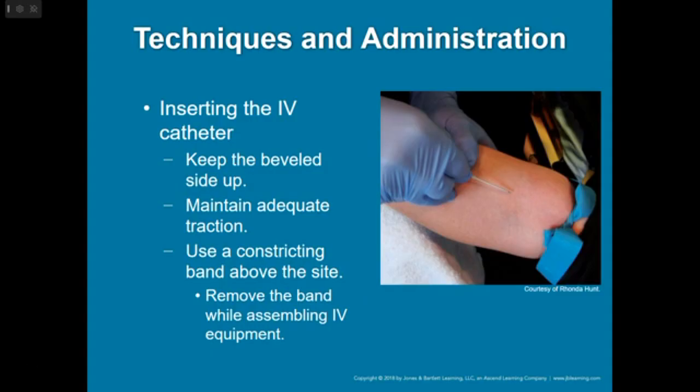Put a constricting band above the site, several inches, 3 or 4 inches. So you want that constricting band tight enough so it's not going to impede arterial flow into the arm, but it will impede venous flow back to the heart. And so in theory, what you are doing is engorging those veins, making those veins easier to see, while still not restricting arterial blood flow.